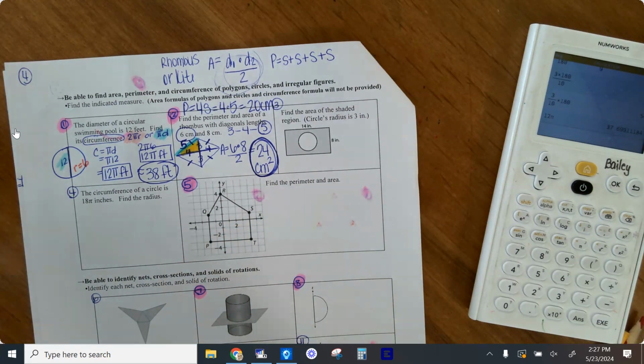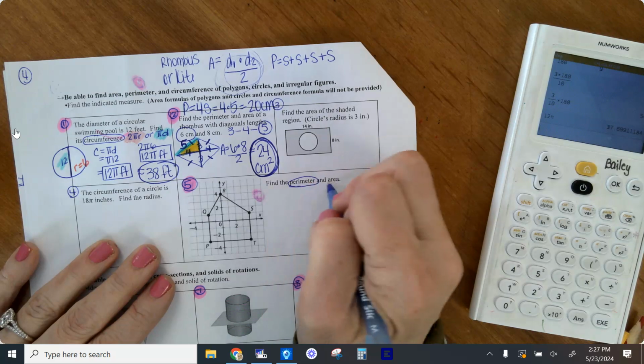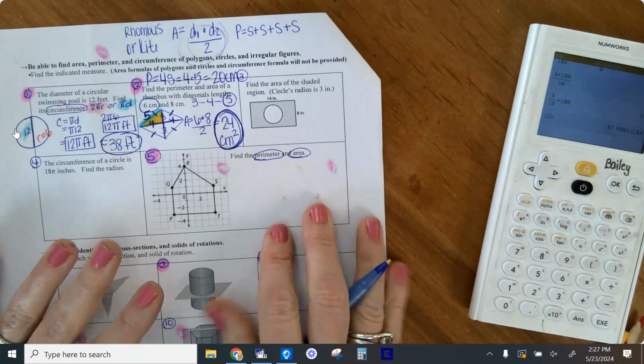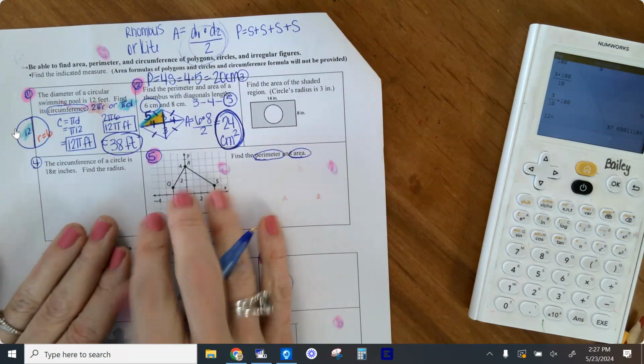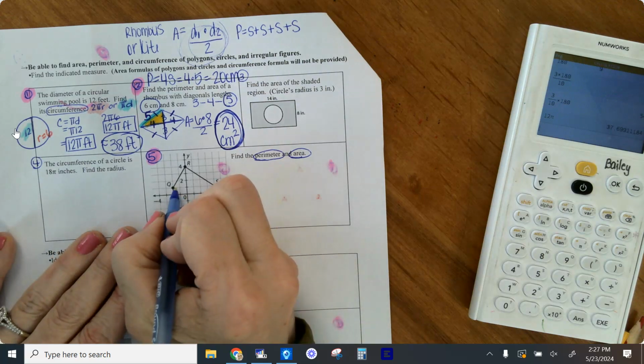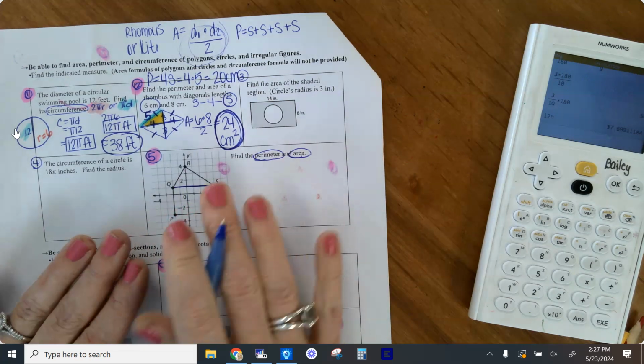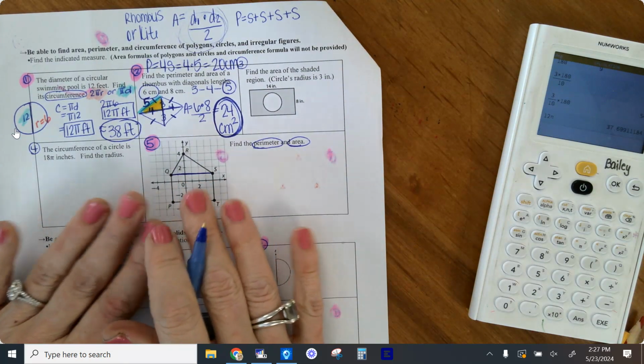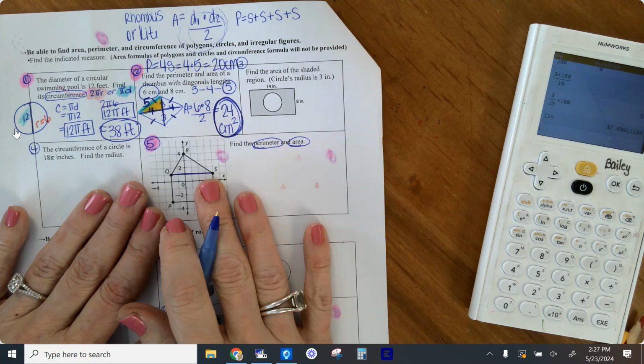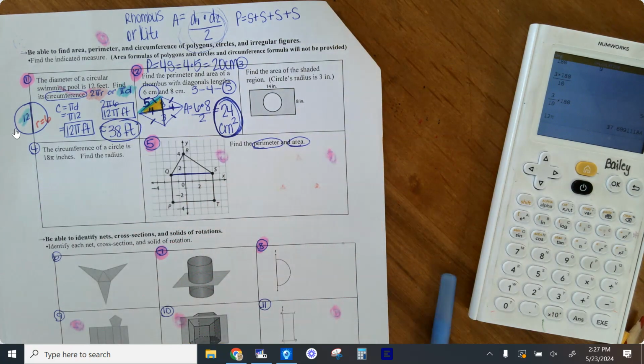Okay, let's talk about this one. We've got to find the perimeter and the area. Now this is a composite figure, and the reason why is it looks kind of like a house, and I can go like this, and now I've got a rectangle and a triangle on top. Y'all see it? Okay.